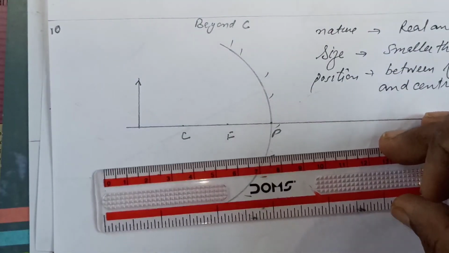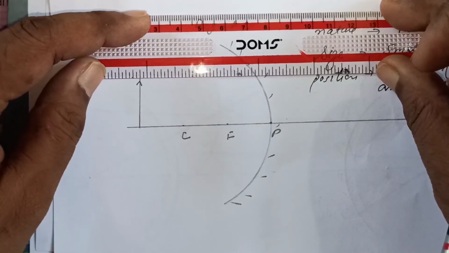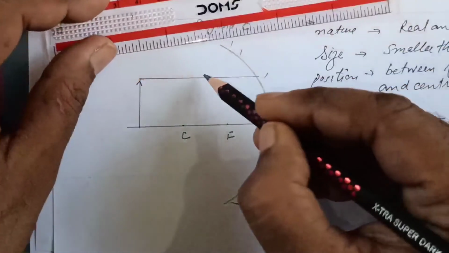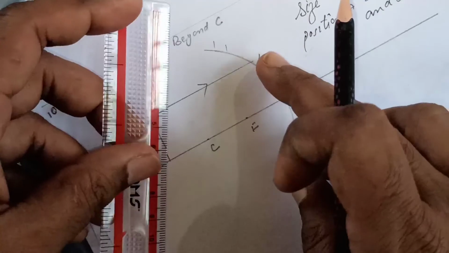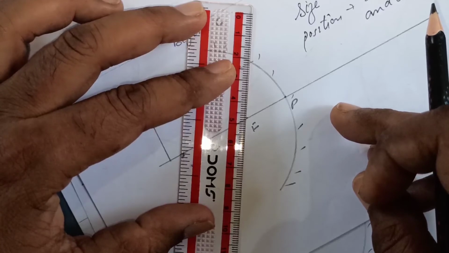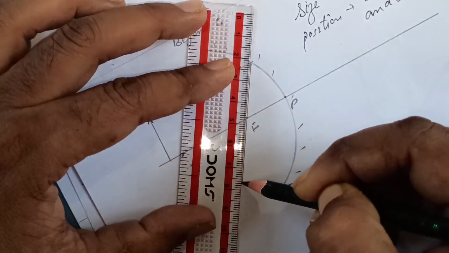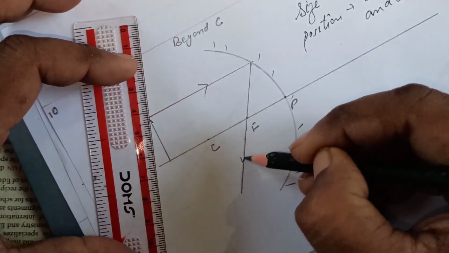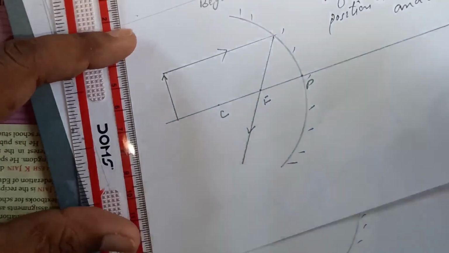And now I will make two rays. One from the tip, parallel to the principal axis. This is the first ray. And we have already done this rule: any ray which passes parallel to the principal axis, after reflection passes through F. This is the first rule in your rules for diagrams. So any ray which is parallel to the principal axis passes through F.